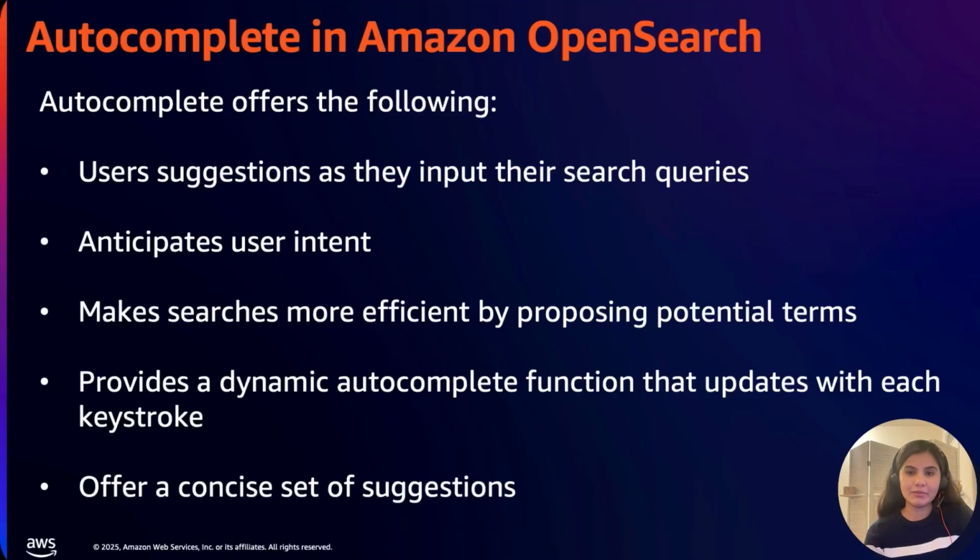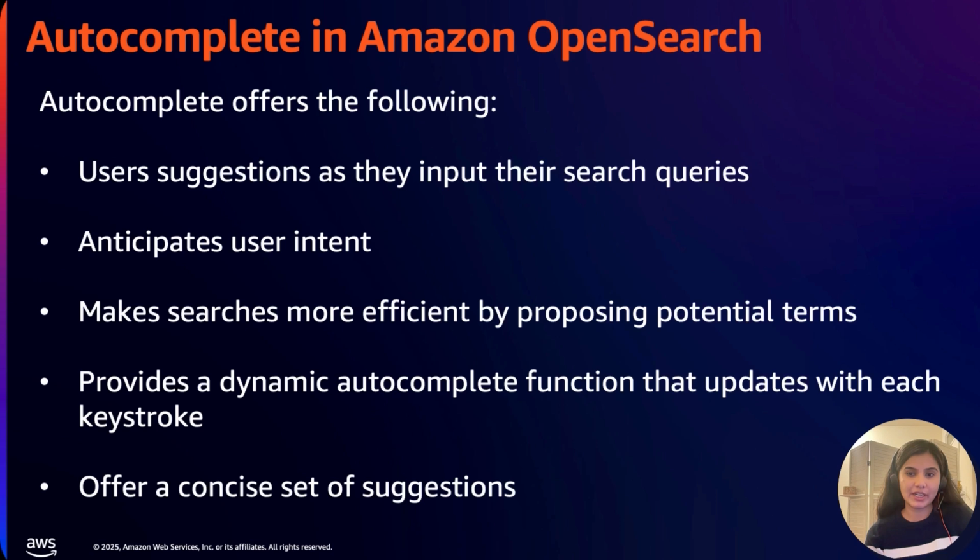So let's get started. Aside from performing different kinds of searches, OpenSearch offers additional functionalities that empower you to obtain precise results, efficiently arrange and categorize search outcomes, and emphasize specific queries. Autocomplete offers user suggestions as they input their search queries. It anticipates user intent and makes searches more efficient by proposing potential terms.